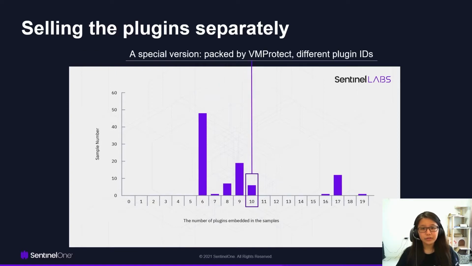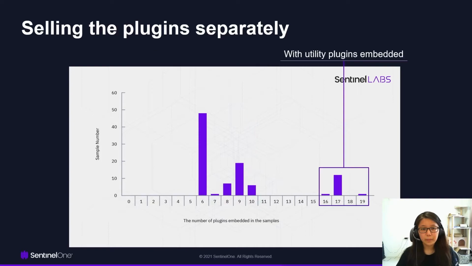The other two distributions are both special cases. The samples with 10 plugins are a special version packed with VMProtect, and all of the plugins are with different plugin IDs. The samples might have been used by APT41 for some campaigns, including ShadowHammer.